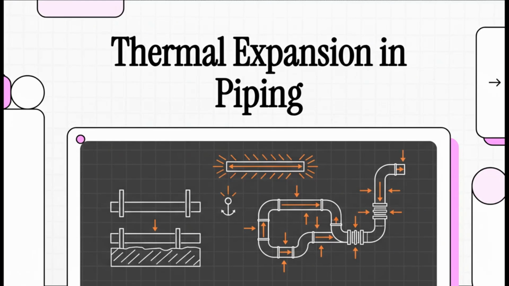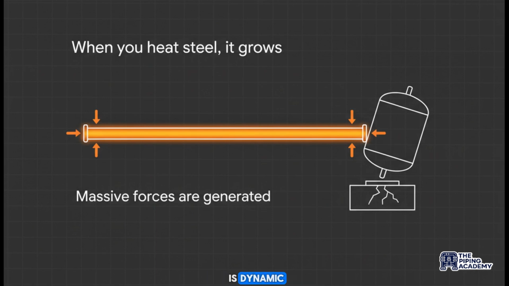When you're laying out piping, it's pretty easy to fall into the trap of seeing pipes as just static, fixed lines on a drawing. But in the real world, well, they're not static at all. The truth is, piping is dynamic. It moves. It's simple physics. You heat up steel, it grows. You cool it down, it shrinks.